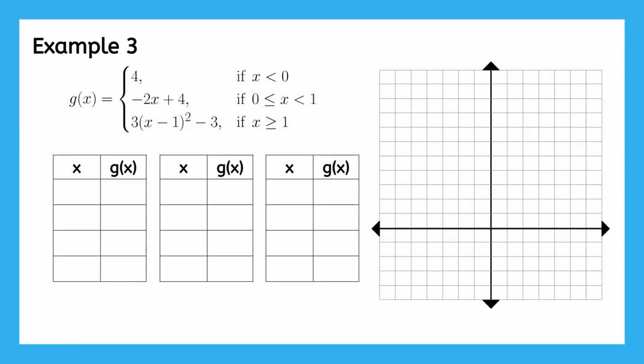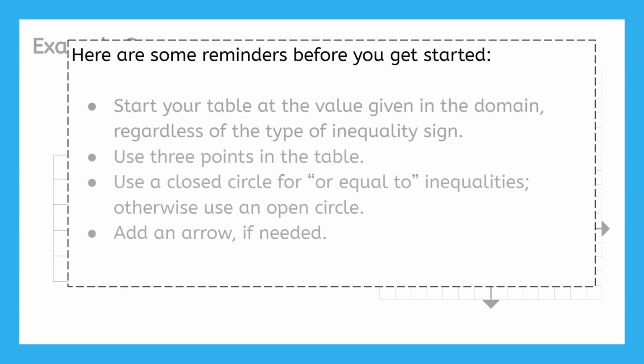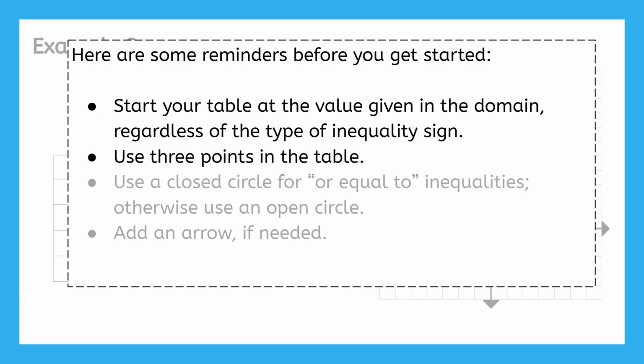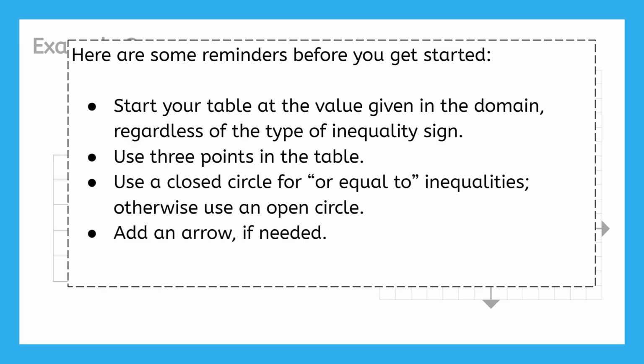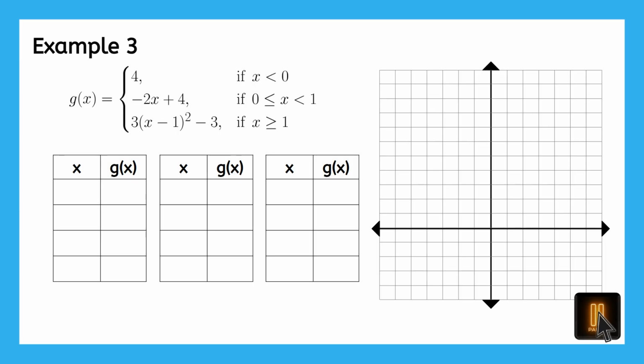Before we begin our final example, here are some reminders. Start and sometimes end your table at the value given in the domain, regardless of the type of inequality sign. Use 3 points in the table to ensure the graph has the right shape. Use a closed circle for or equal to inequalities, otherwise use an open circle, and add an arrow if needed. Pause the video now, fill in the tables, and graph the piecewise function.